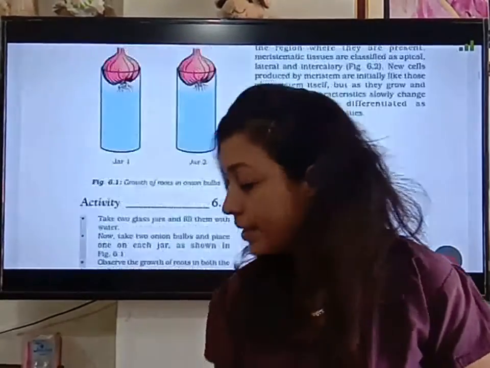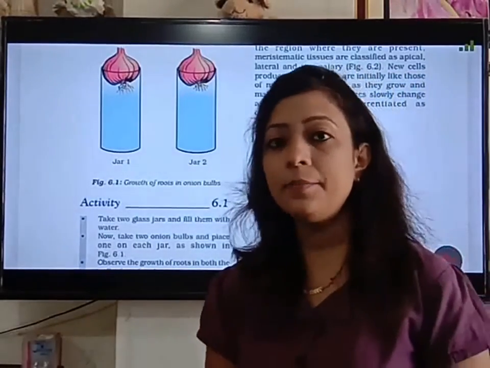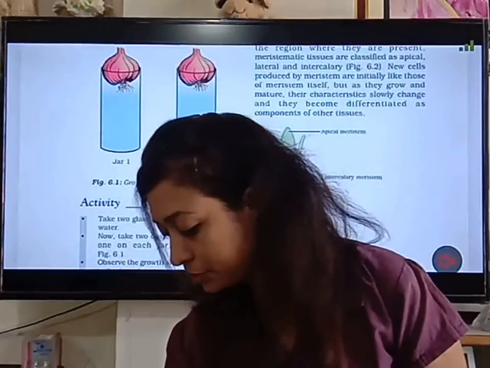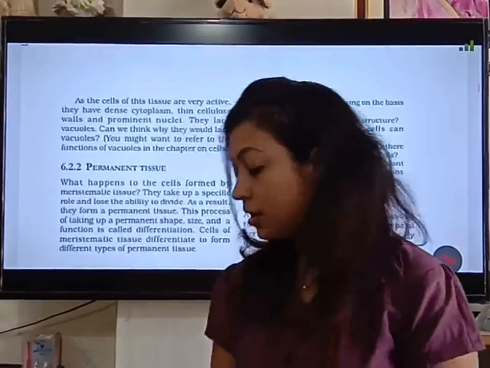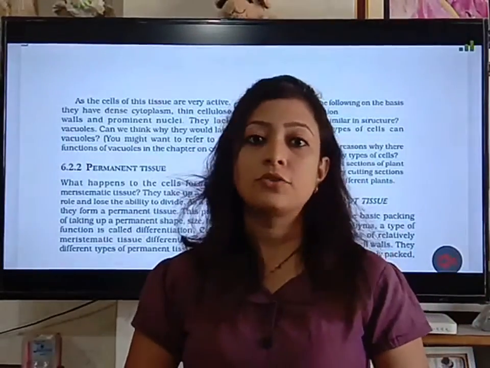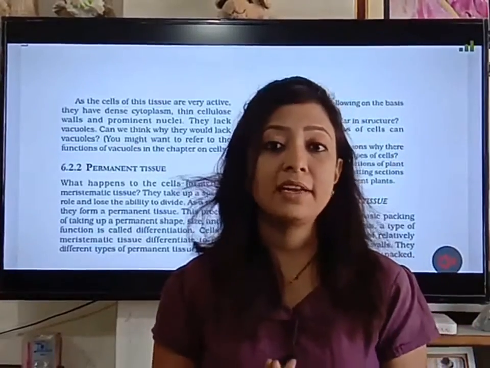And about the meristematic tissues I have already discussed with you in detail. Let us start with the characteristics of meristematic tissue. So children, here are the characteristics of meristematic tissue. How do these meristematic cells look? These meristematic tissues are hexagonal in shape.